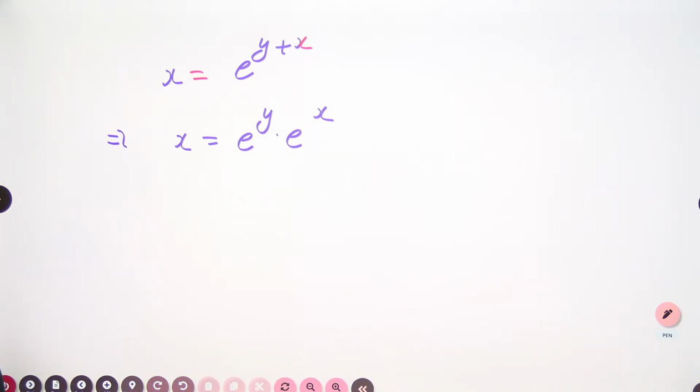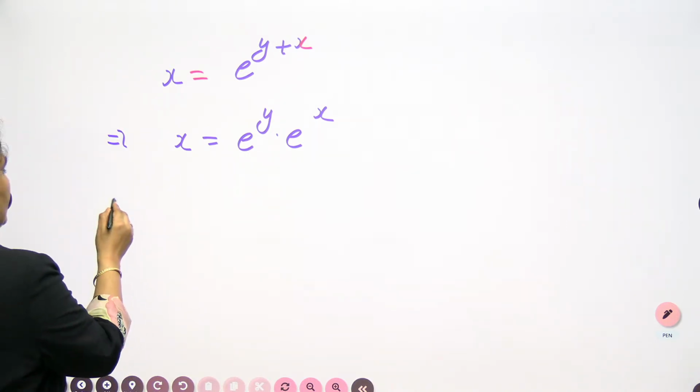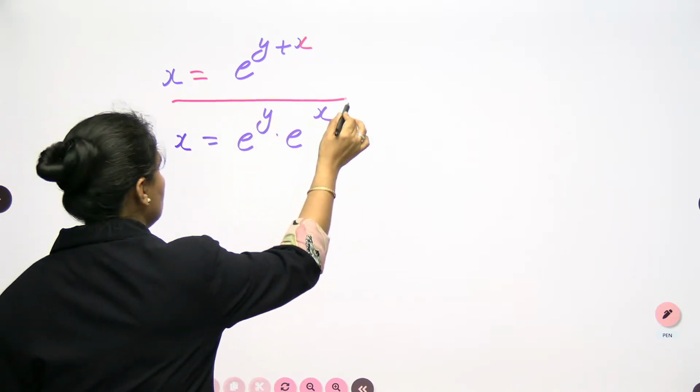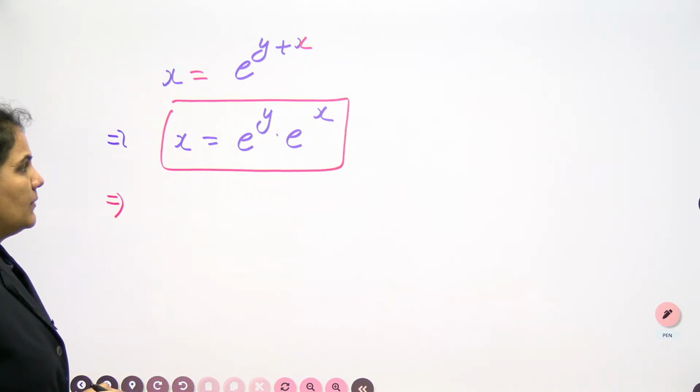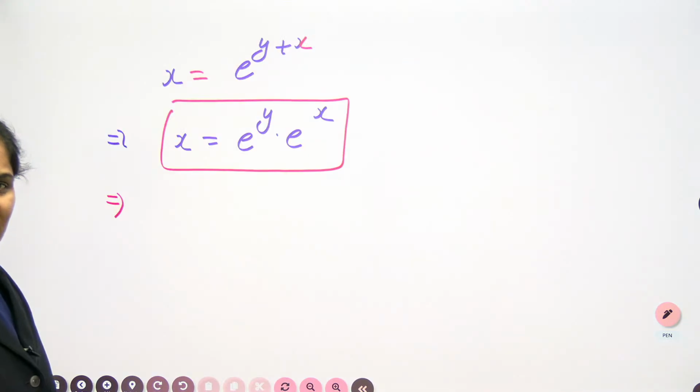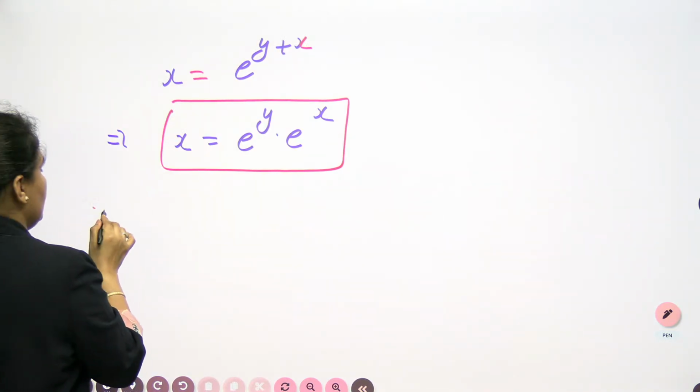So this is my thing. Now what I can do, I can take log both the sides and then I can solve, because ultimately I need dy by dx. So let's take log both the sides and then we can solve.